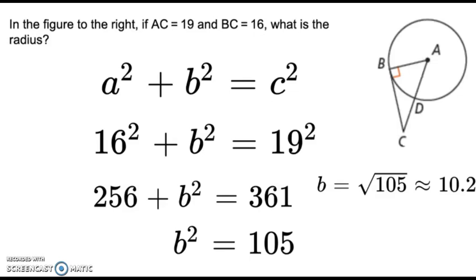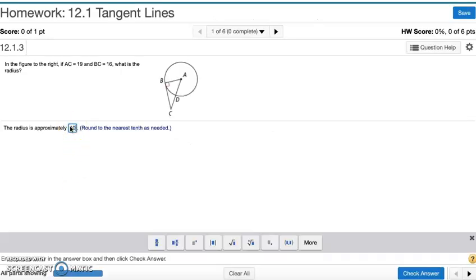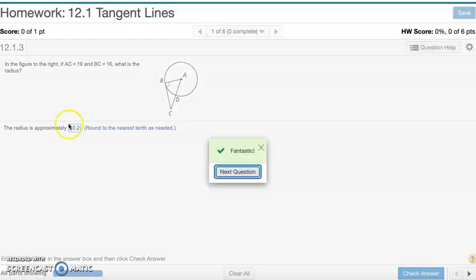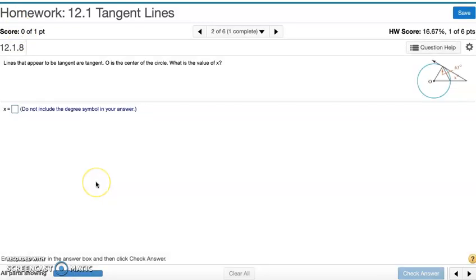So let's type that in. So it's approximately 10.2. And that's number 1. Number 2. Lines that appear to be tangent are tangent. O is the center of the circle. What is the value of x?